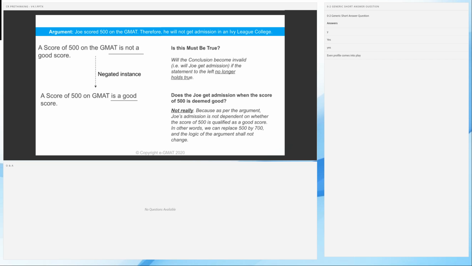Absolutely not. Why? Because when you read, the argument is not predicated or dependent on whether you call the score good, bad, or excellent. The logic of the argument is Joe scored a certain number, and because he scored a certain number, he's not going to get into an Ivy League college. In other words, you can replace 500 by 700. He will still not get into an Ivy League college. Okay. Remember, those who are talking about profile, there's nothing in the argument about profile. You do not bring your own information into this.